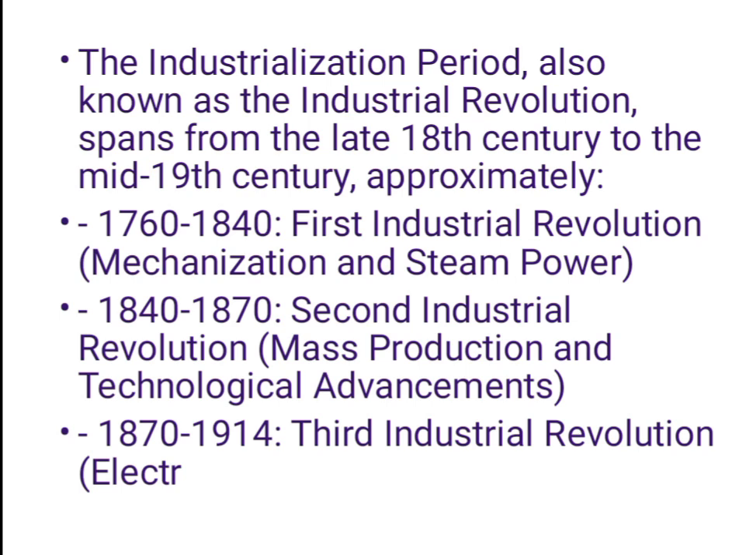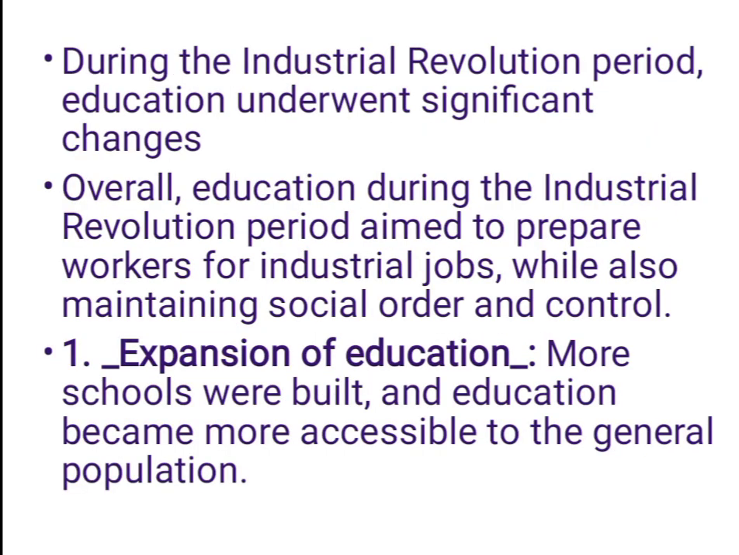During the Industrial Revolution period, education underwent significant changes. Overall, education aimed to prepare workers for industrial jobs while also maintaining social order and control. The focus was, number one, on the expansion of education. More schools were built and education became more accessible to the general population. During this period, education was not restricted as it was in other historical periods. Education became available to anyone who wanted to acquire it.